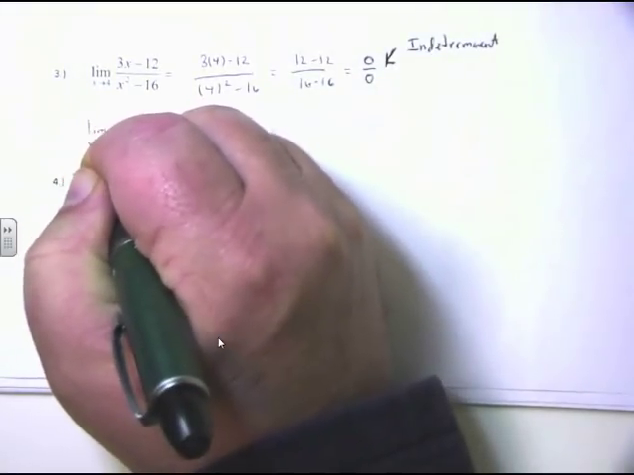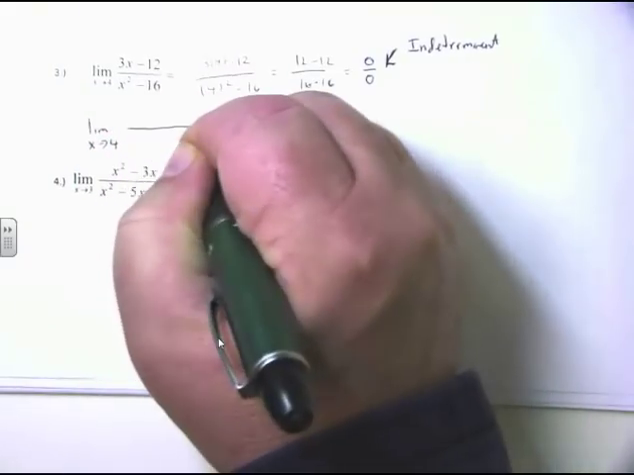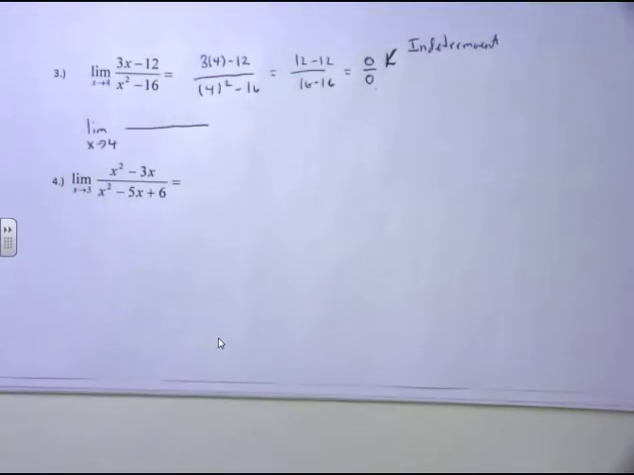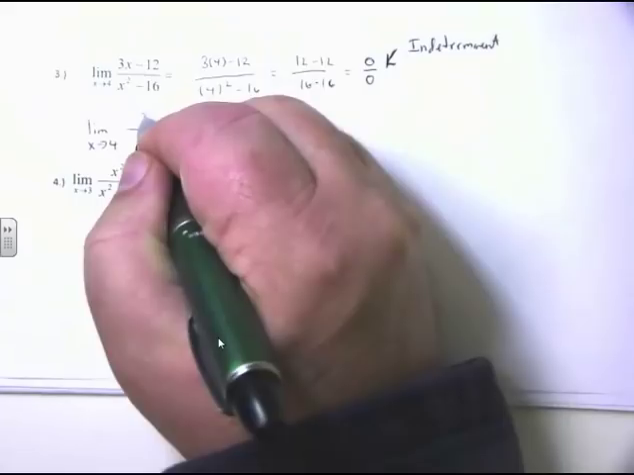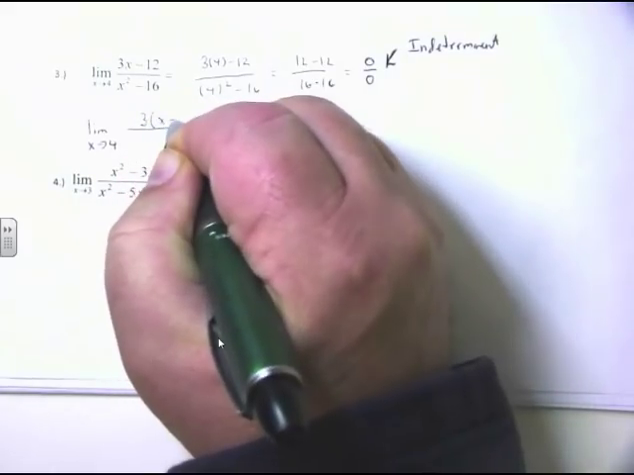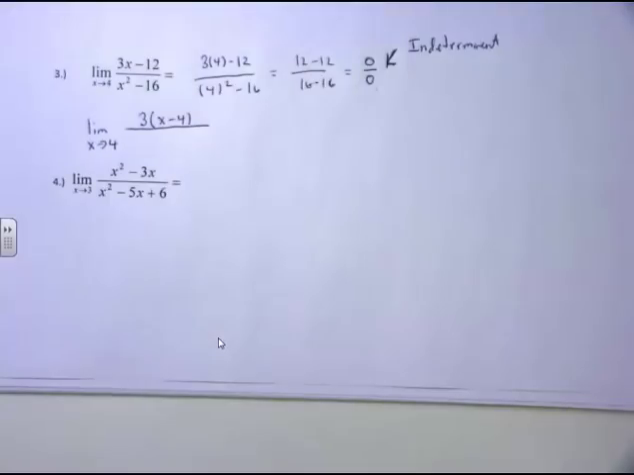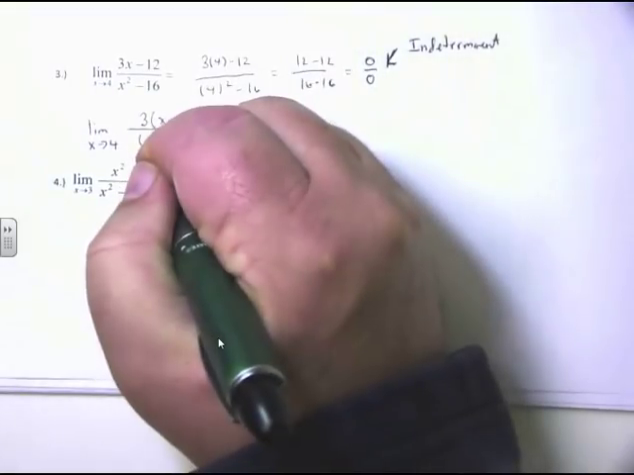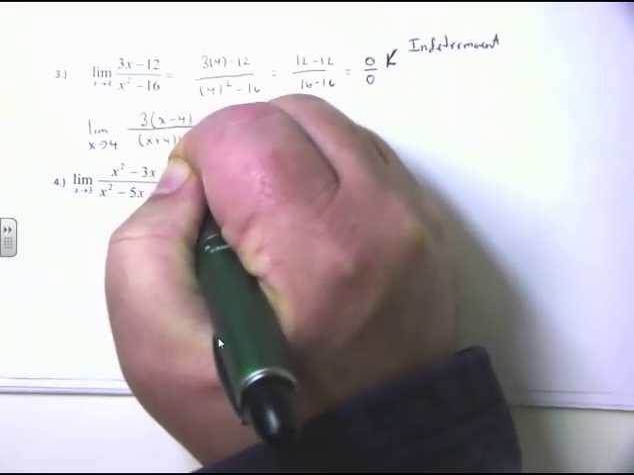Take the limit as x approaches 4 of, let's see here. What kind of algebra can I do to clean up this 3x minus 12 divided by x squared minus 16? First thing I can do is factor out a 3. That leaves me with x minus 4. And now I can take x squared minus 16, and that's going to factor by a difference of squares into x plus 4 times x minus 4.